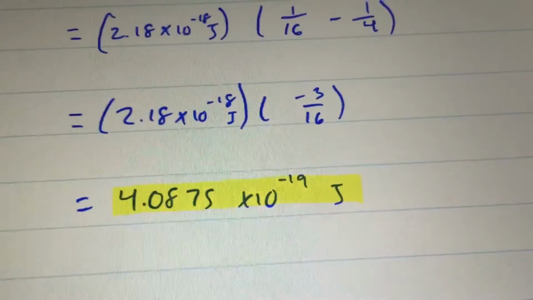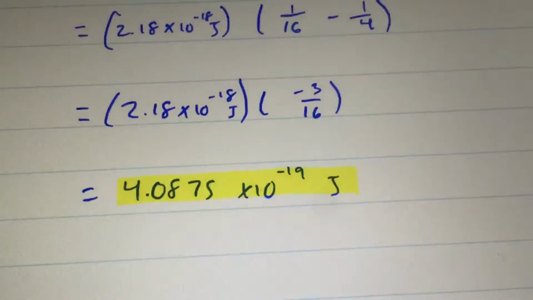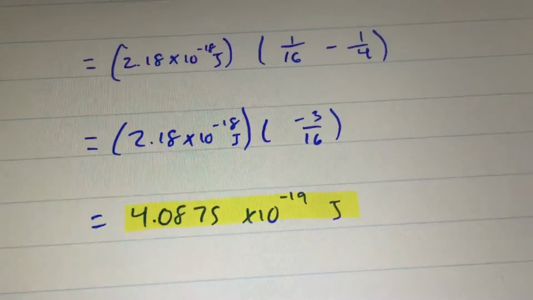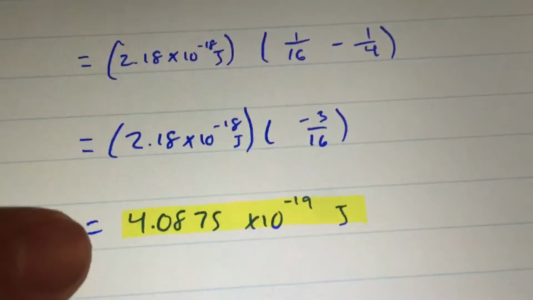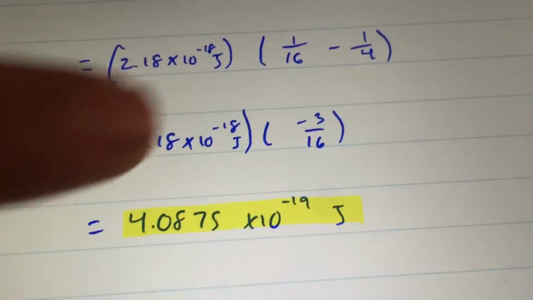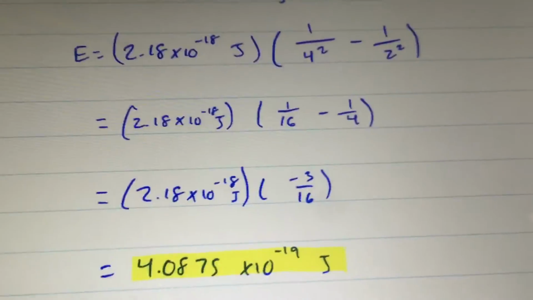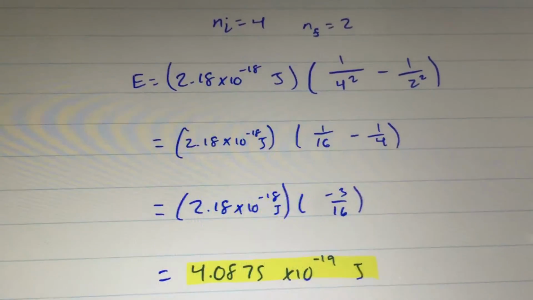And our answer is 4.0875 times 10 to the negative 19. And it's supposed to be negative. I just kind of forgot that. Just make sure that it's negative because it is the energy that is released. And this is all for energy and waves in particular.